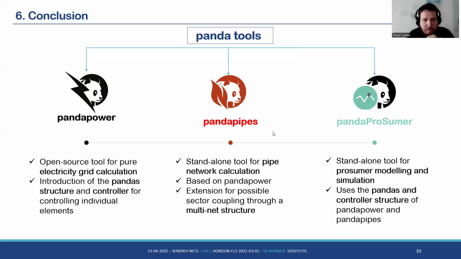So to conclude my part of this webinar, we have Panda Power, Panda Pipes, pandaprosumer. We combine them here in the SENERGY NETS project, let's say, as the Panda tools. With Panda Power, you can simulate the electricity side. With Panda Pipes, the district heating and gas side, or also in combination with the electricity side. And with pandaprosumer, you can go into more detail. You can simulate very thoroughly sector coupling elements, which you need in the distribution grids of the future.